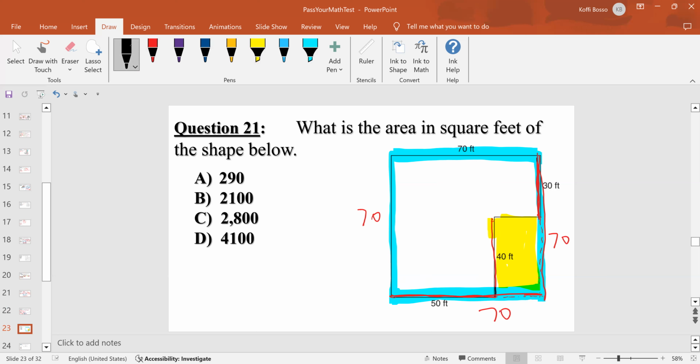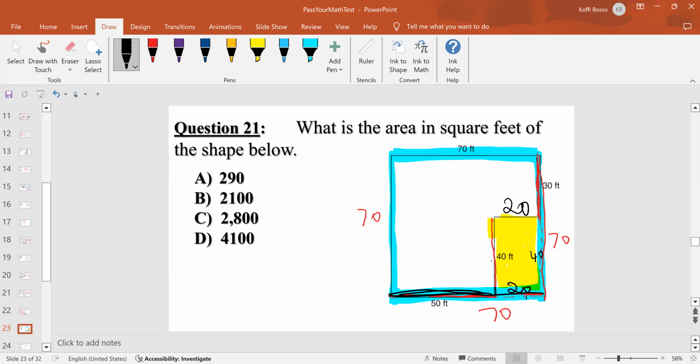The top here will be what? 20. Again, how do I know? Understand that if this entire side here is 70, but this side is 50, that means the leftover is 20. So 20 on top, 20 bottom, 40 here, and also 40 here.